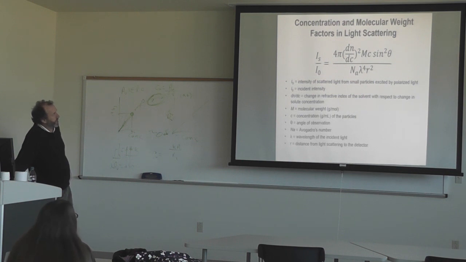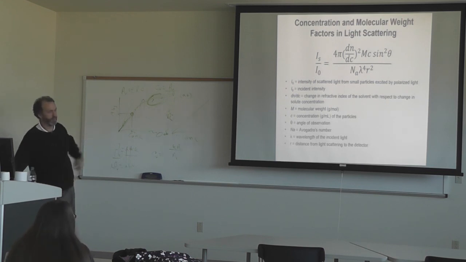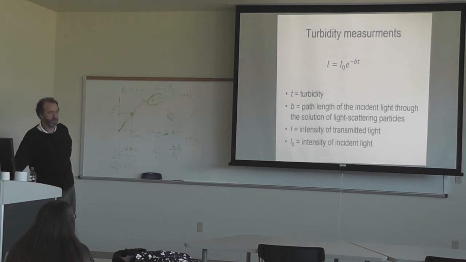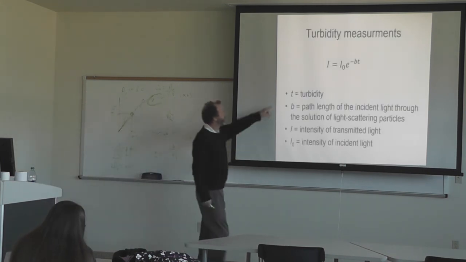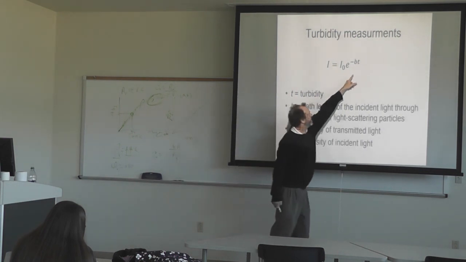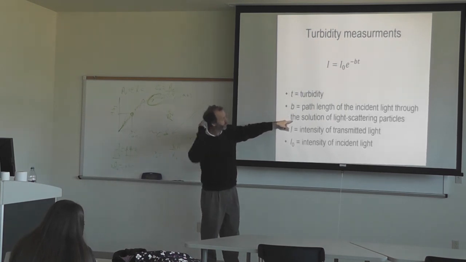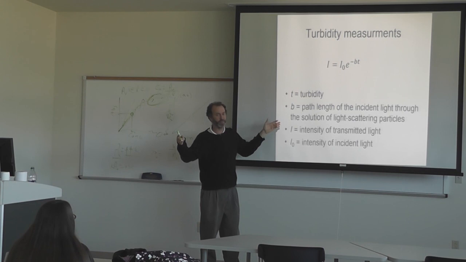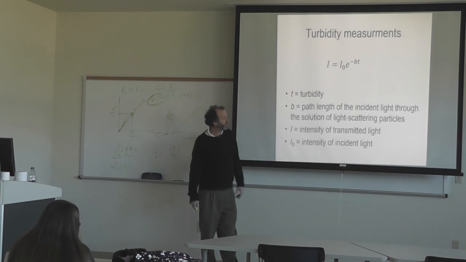The concentrations and molecular weight factors are going to affect the scattering of light. Don't worry, I'm not going to include these on the test, I don't think. These were from that other book anyway. I forgot there were all these equations in that other book. But turbidity measurements are like this. Turbidity is equal to this little t, and b is the path length of the incident light through the solution. So again, increasing the path length is going to increase the amount that gets scattered. I is the intensity of the transmitted light, and I0 is the intensity of the incident light.